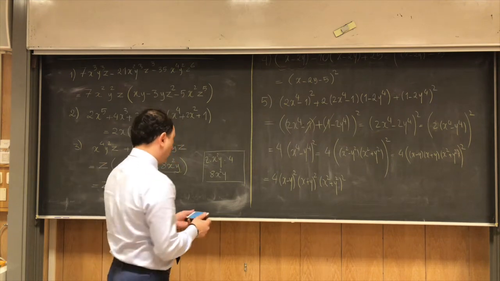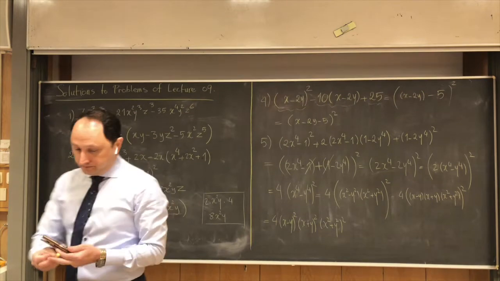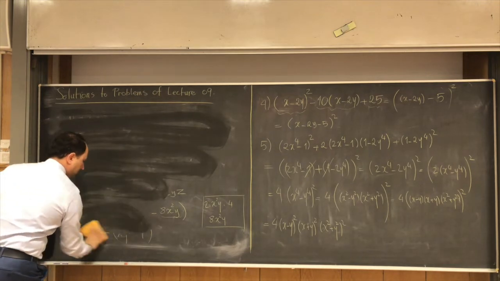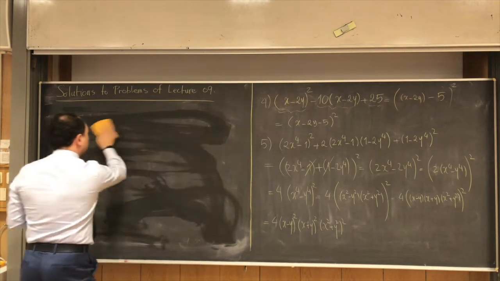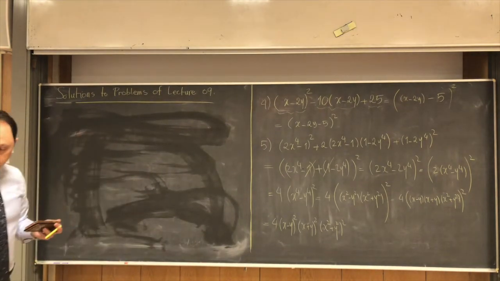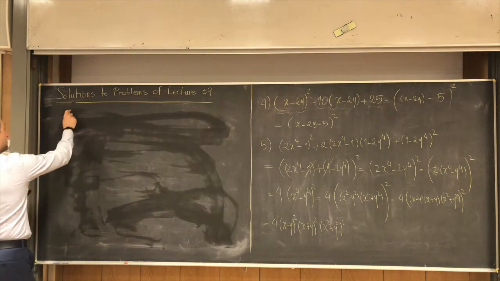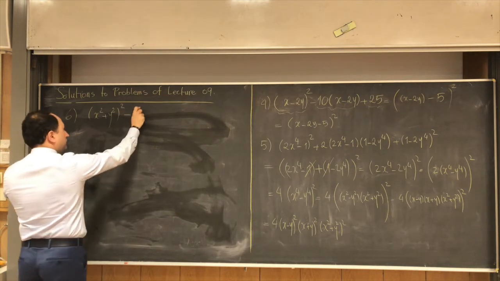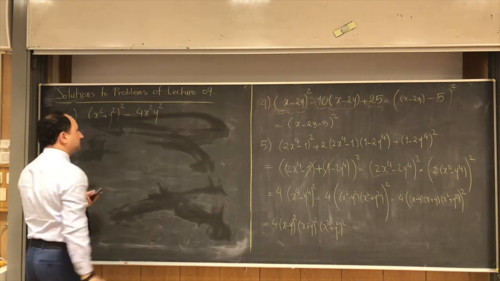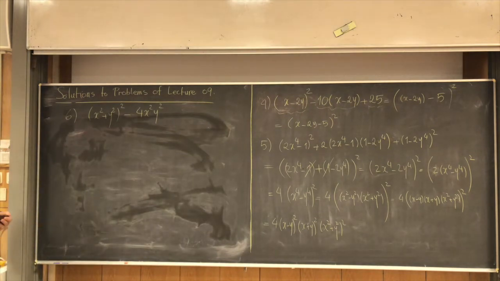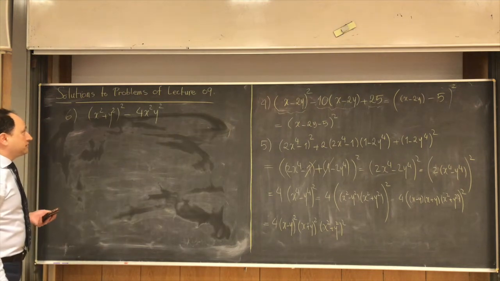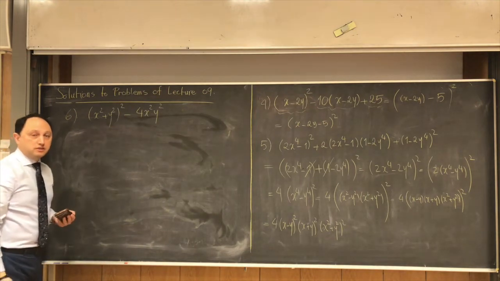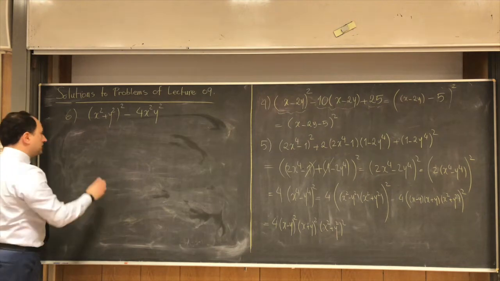Yes, now number 6. So number 6, I'm supposed to factorize this expression. (x squared plus y squared) to the 2 minus 4x squared y squared. Okay. Here, of course, you can have 2 different methods to calculate that. Yes. So you might think that I raise it to power 2, simplify this, and then try to see what happens. That's also correct. So let me just do it here.